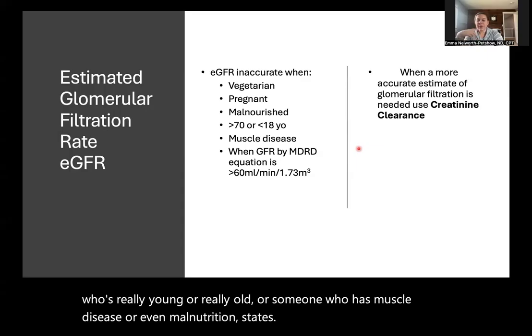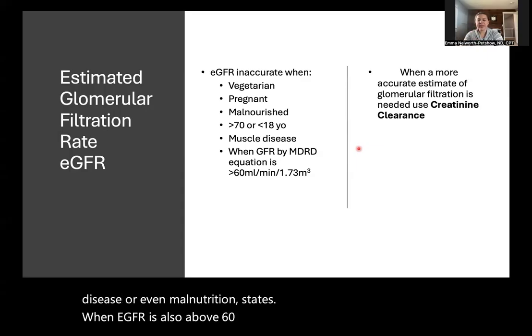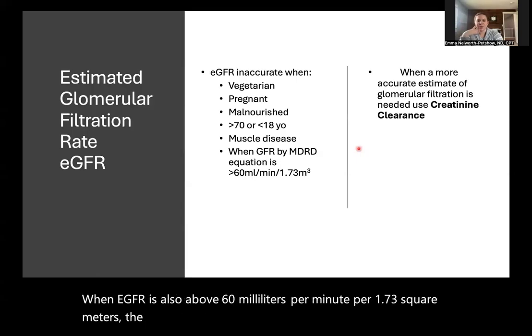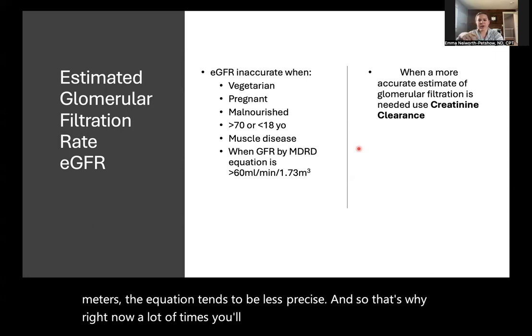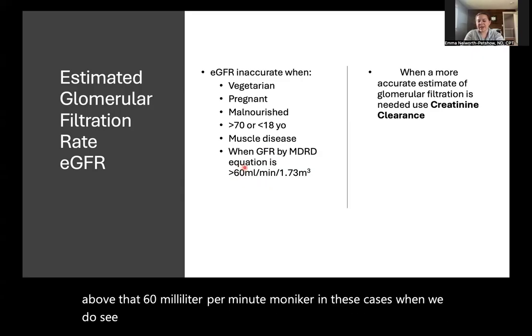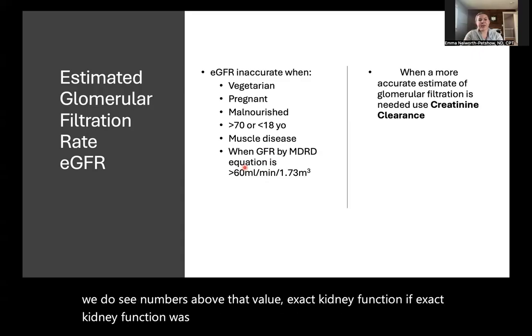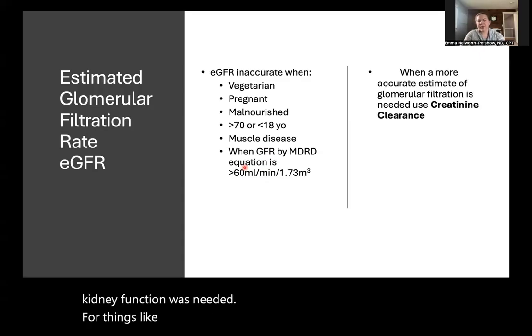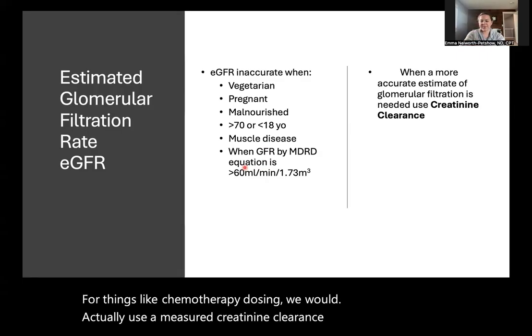When eGFR is above 60 milliliters per minute per 1.73 square meters, the equation tends to be less precise. And so that's why right now, a lot of times you'll see a normal GFR is just anything above that 60 milliliter per minute moniker. In these cases, when we do see numbers above that value, if exact kidney function was needed for things like chemotherapy dosing, we would actually use a measured creatinine clearance instead.